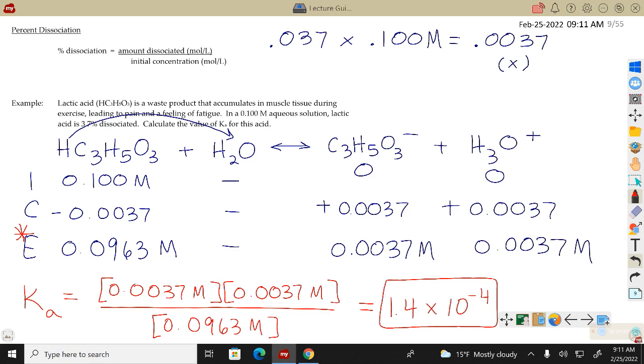There it is, percent dissociation. It gives us x. How forward do I shift?